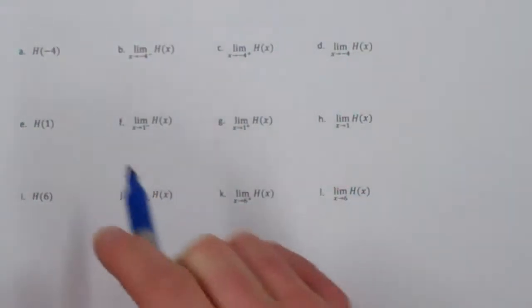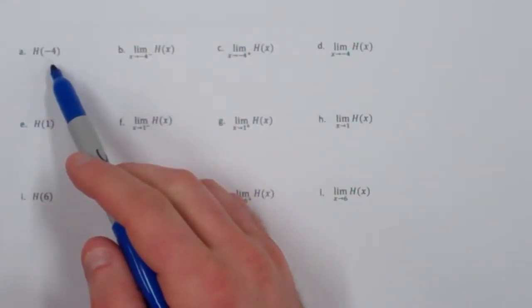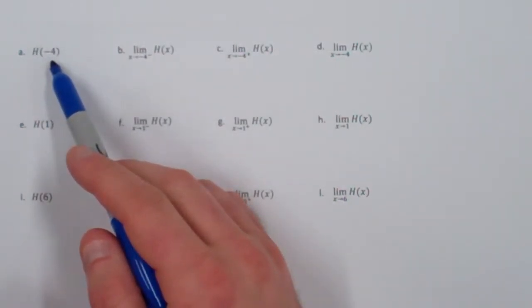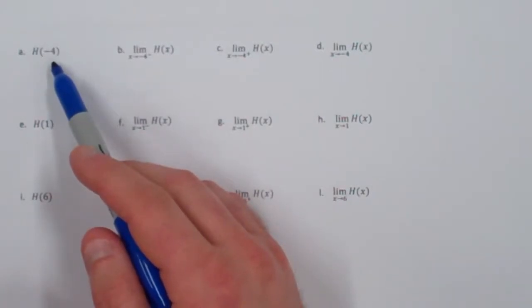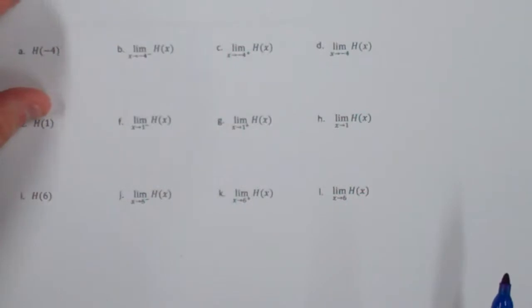It's interesting to note that in this left-hand column, we're simply doing function evaluation. This is not limit notation. We just want to find the corresponding value of h when x is -4. But for all the rest of them, we'll be investigating the limits.